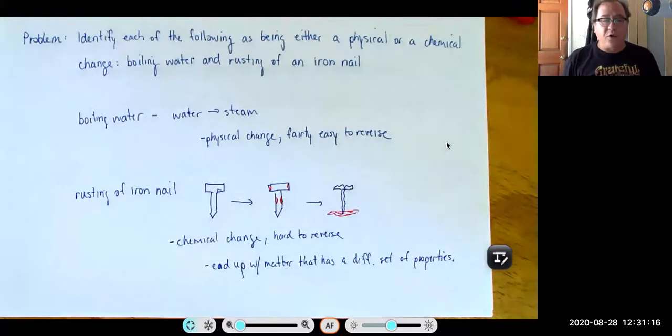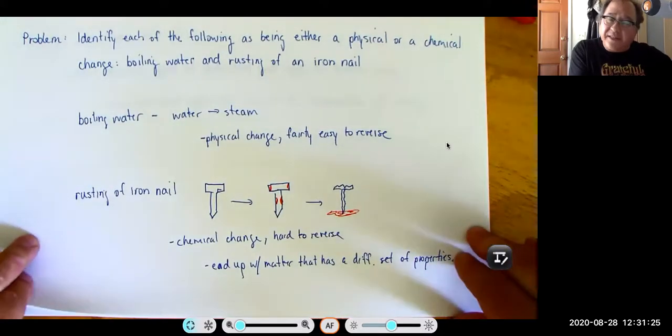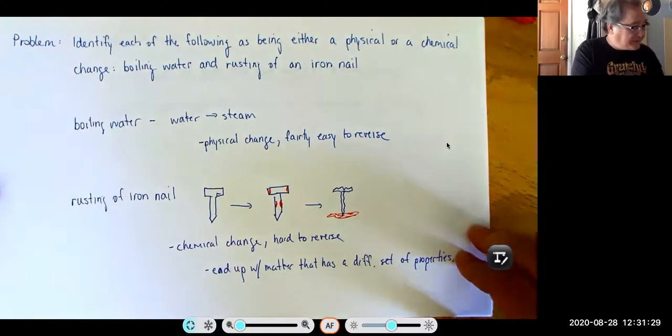Okay, and of course, the easiest types of properties to look at are not the chemical properties, it's the physical properties. Because physical properties are the easiest thing to look at to help us distinguish between types of substances.